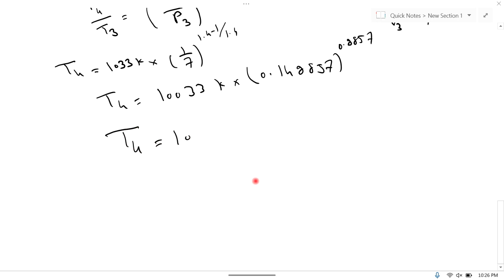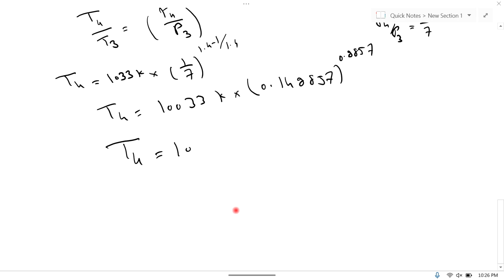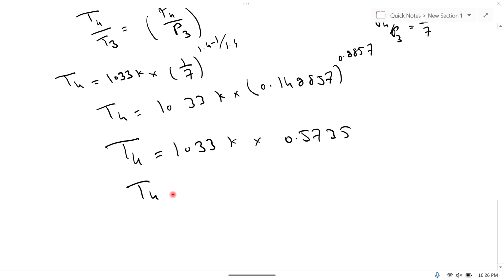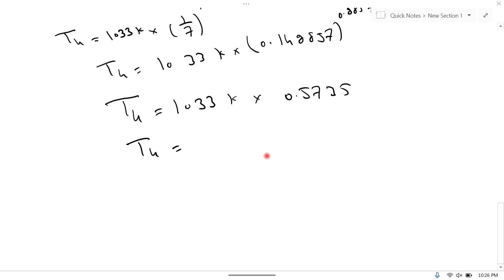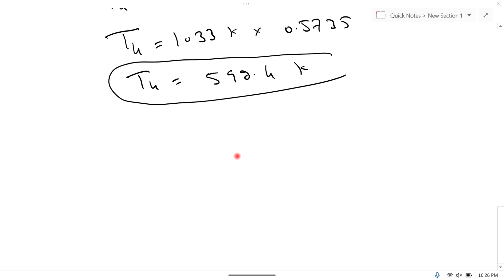So T4 is equal to 1033 Kelvin multiplied by 0.142857 to the power 0.2857, which is equal to 0.5735. So T4 is equal to 592.4 Kelvin. Now we can easily find the heat supplied in the heater, and the heat rejected in the condenser.